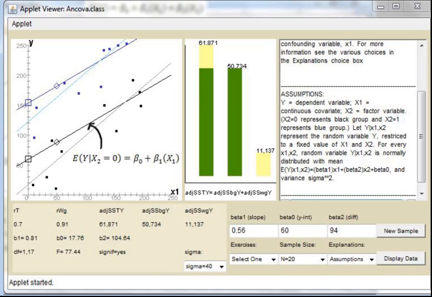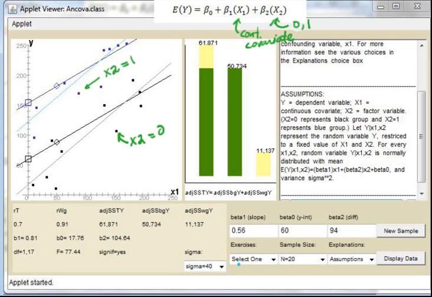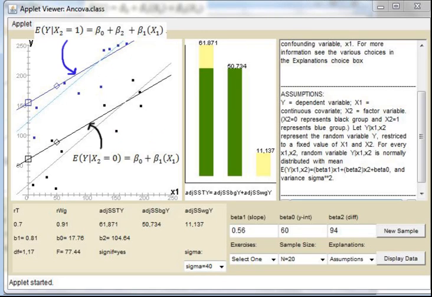Now the blue line represents the expected value of y when x2 is equal to 1. And here we see the equation of the blue line. The y-intercept is beta 0 plus beta 2. So right over here, we have beta 0 plus beta 2, and that value is equal to, here's beta 0, here's beta 2, the sum is 154. So this value, represented by the blue box, is 154.